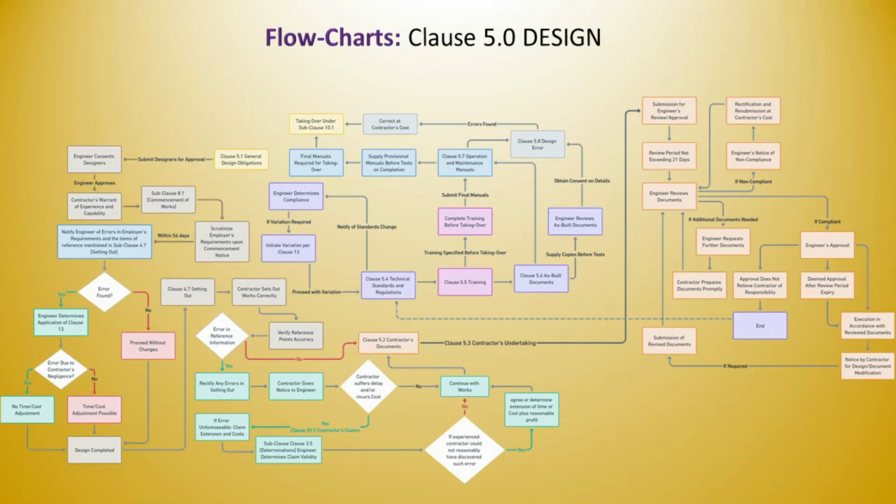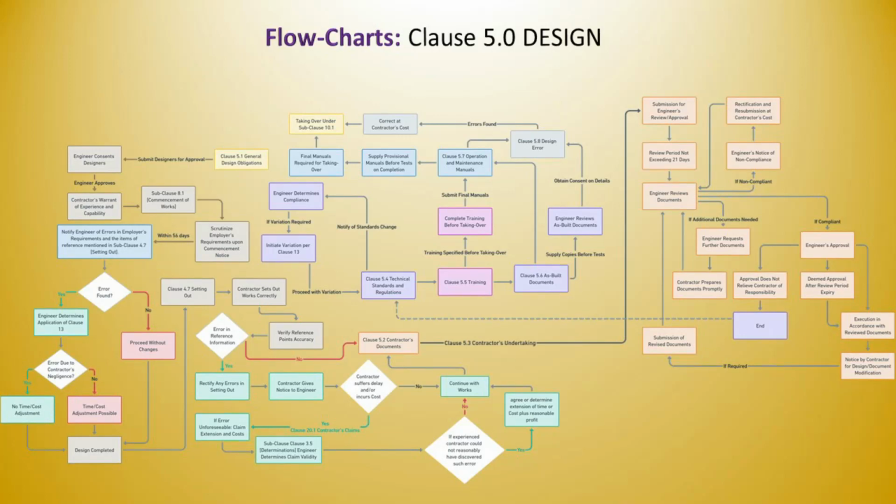Clause 4.7 deals with the physical realization of the design on the construction site, known as setting out. The contractor is responsible for accurately translating the design into physical form on the site, using the points, lines, and levels of reference provided in the contract or by the engineer. If there are any errors in these references, the contractor is expected to use reasonable efforts to verify their accuracy before using them to set out the works.